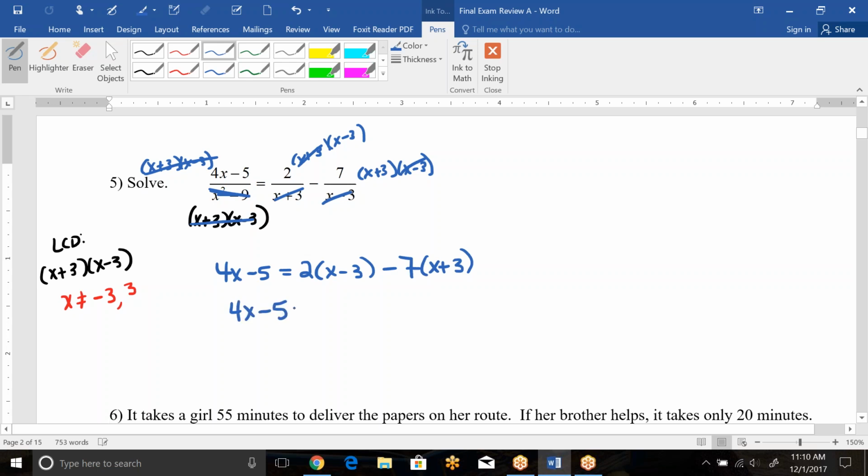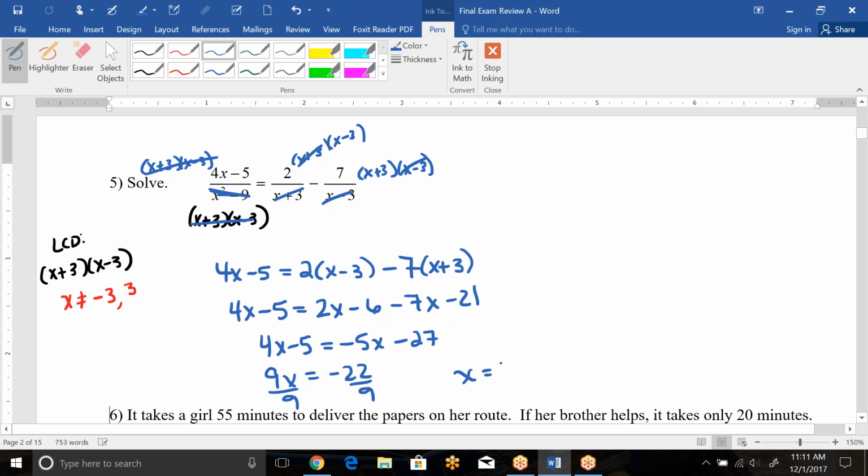So 4x minus 5 equals 2x minus 6 minus 7x minus 21. We would add our like terms on the right side, so that's going to be negative 5x minus 27. Add the 5x over, that's going to be 9x. Add the 5 to the negative 27, that's going to be negative 22, and divide by 9. As long as your answer is not negative 3 or positive 3 and you haven't made any arithmetic errors, this should be the correct solution to the equation.